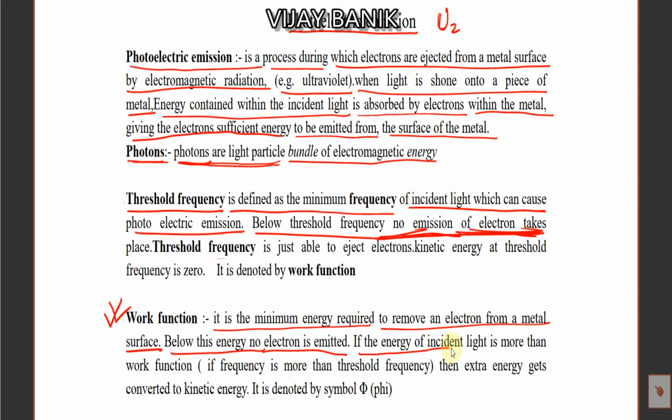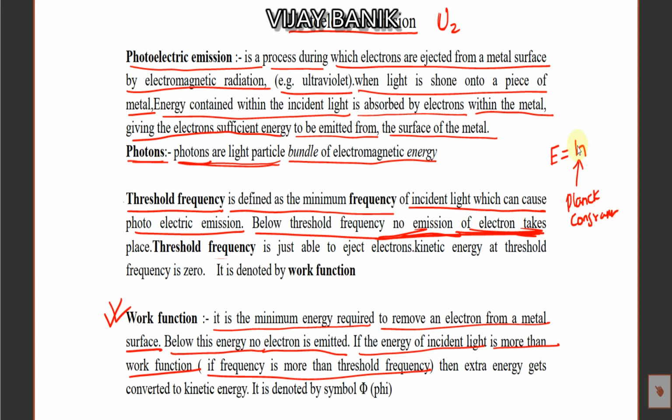If the energy of the incident light is more than work function, that means the frequency is more than threshold frequency. I'll tell you why that is later on. How are threshold frequency and energy related? Remember, there is a constant. This is known as Planck's constant.